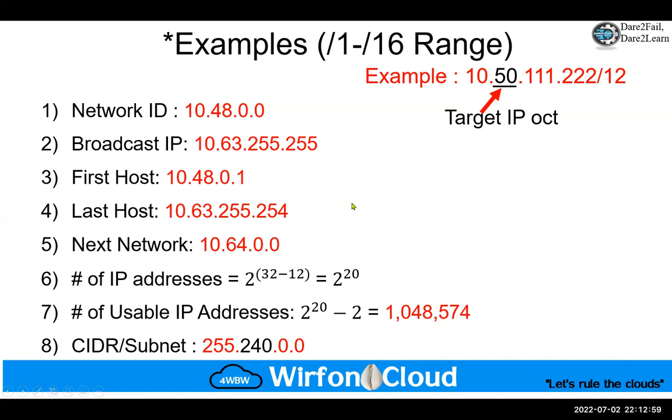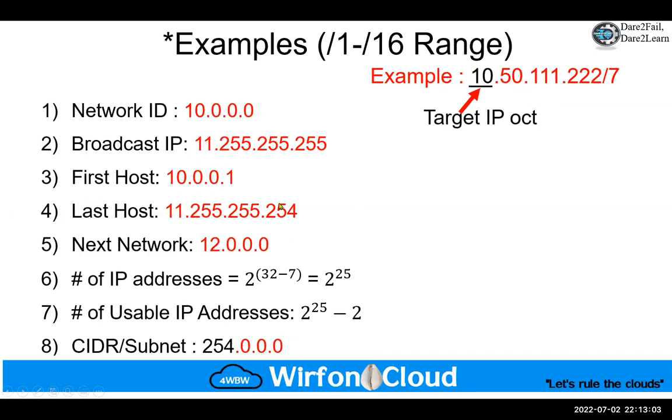Okay. And the last one, this next example has to do with the first octet. So you have a /7. A /7 puts you on the first octet, column corresponding to 2. That gives you a subnet mask of 254. And since you're dealing with the first octet, you have 254.0.0.0. You have nothing to do with the second, third, and fourth octets.